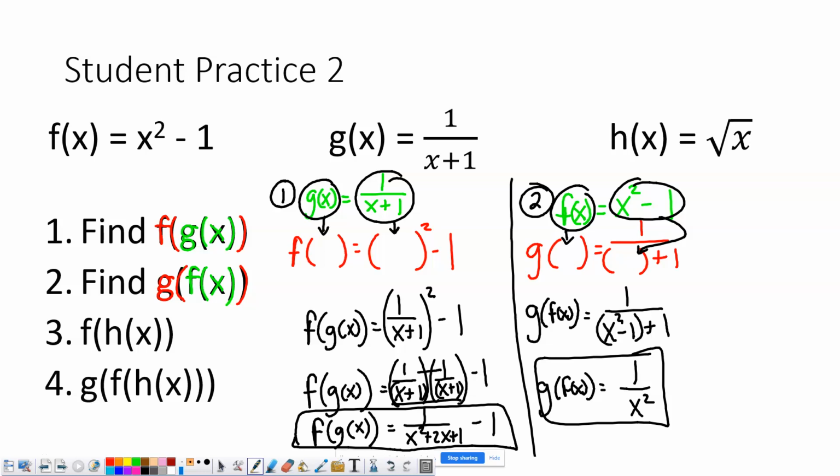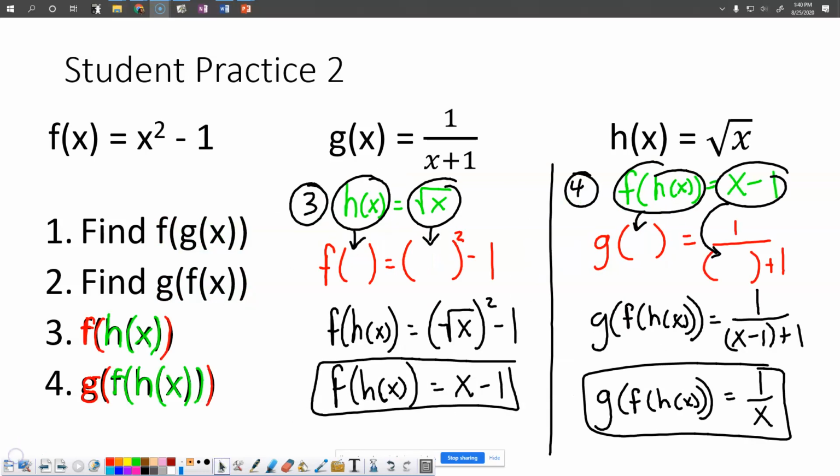The other one's pretty straightforward all the way through, so I'll let you guys study that. And in just a second I'm going to reveal the next answers. All right, so the last two problems kind of go together here. Let's take a look at number 3 first. So we plug the square root of x in, right? And when you get to this point right here, square roots and squares cancel each other out. So you're basically just left with x there. So you end up with x minus 1.